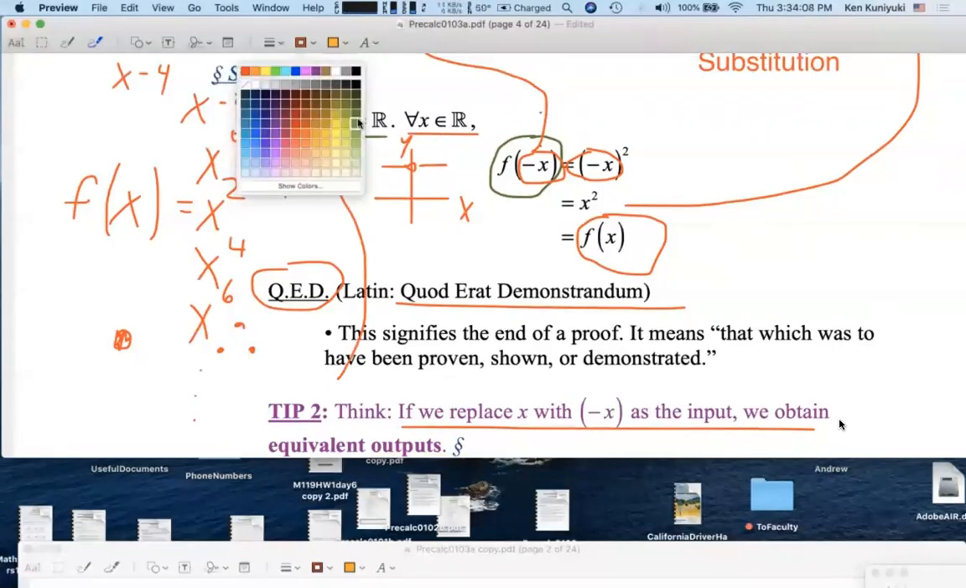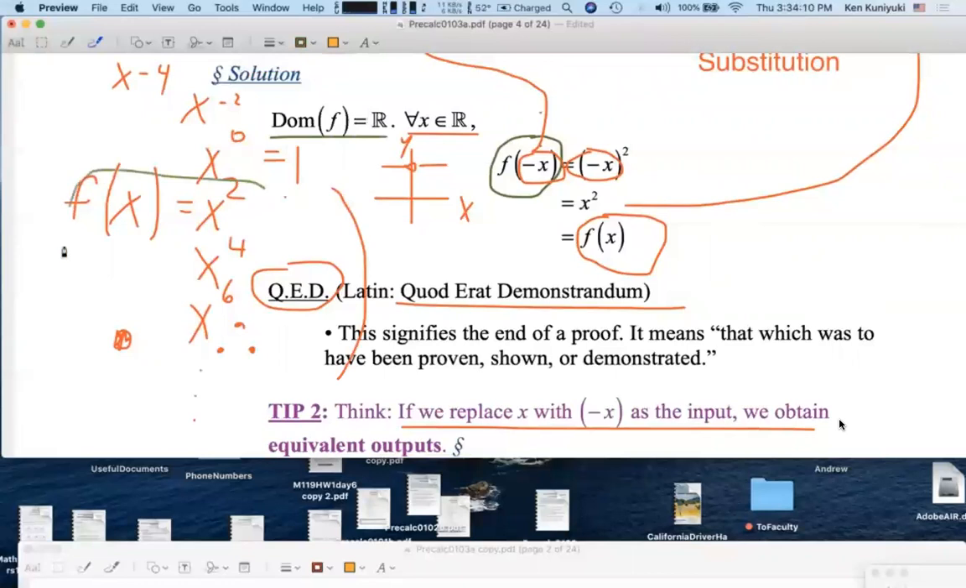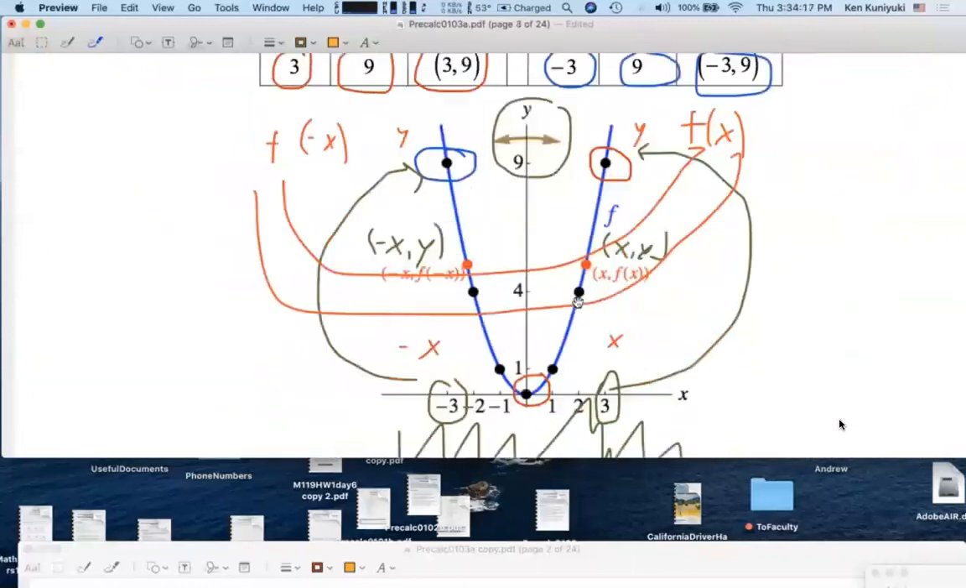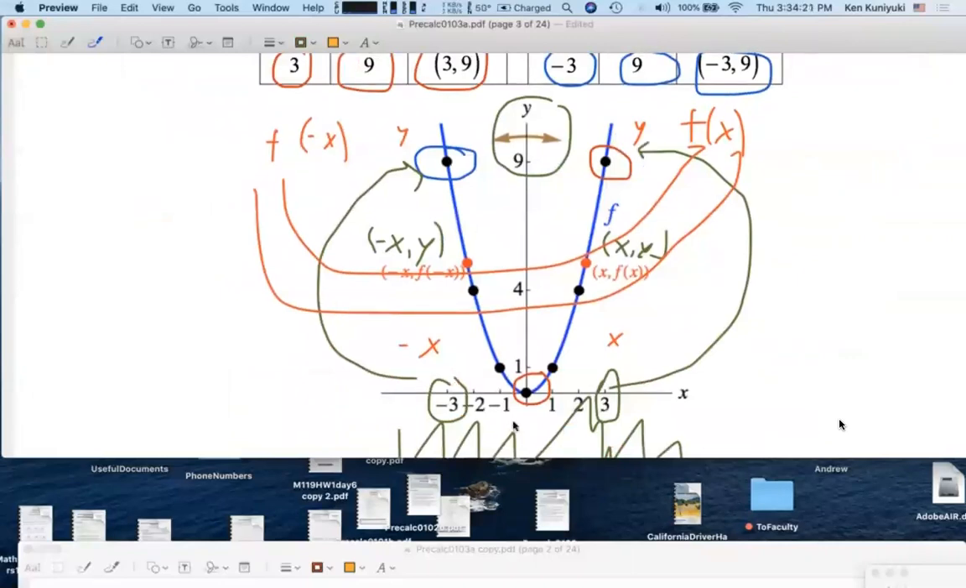Let's talk more about these guys over here. f of x equals x to a positive even exponent. Their graphs will look like bowls, like these. y equals x to the fourth, sixth, eighth, and so on. Their graphs will look like bowls.